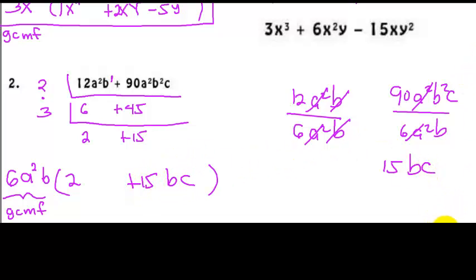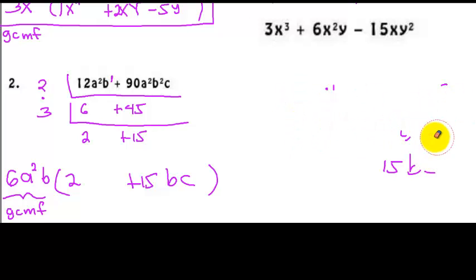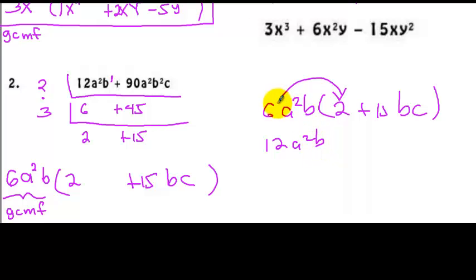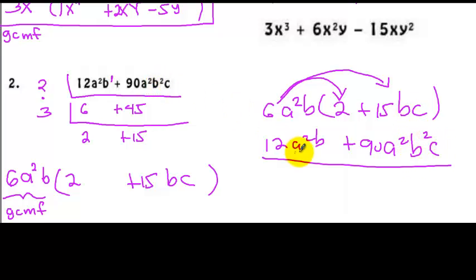Now, of course, do not forget to check your answer by multiplying your GCMF by the other factor. So 6a squared b times 2 is 12a squared b. 6a squared b times 15bc is 90a squared b squared c. We got the original expression. So we know that this answer is correct.